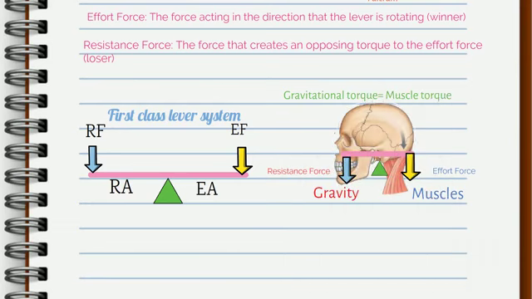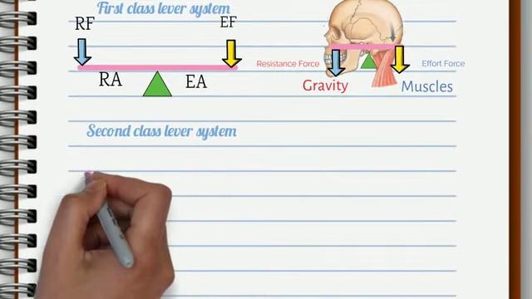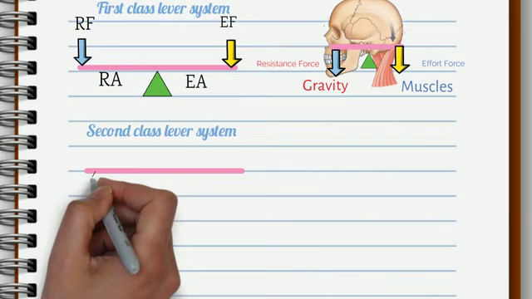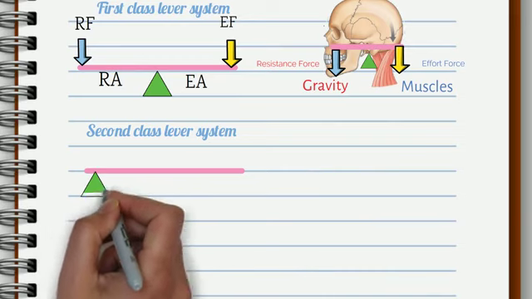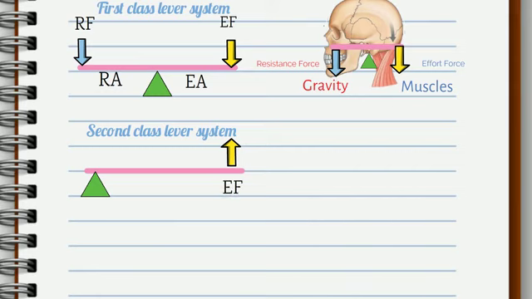Okay, now let's take a look at the second-class lever system. There are two distinct features. The axis of rotation is located at the end of the lever. Effort force is further from the axis of rotation than the resistance force.